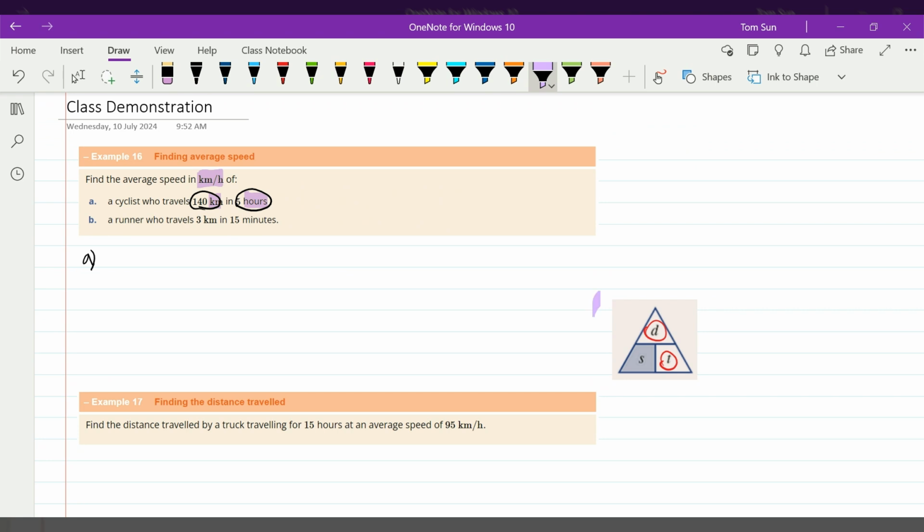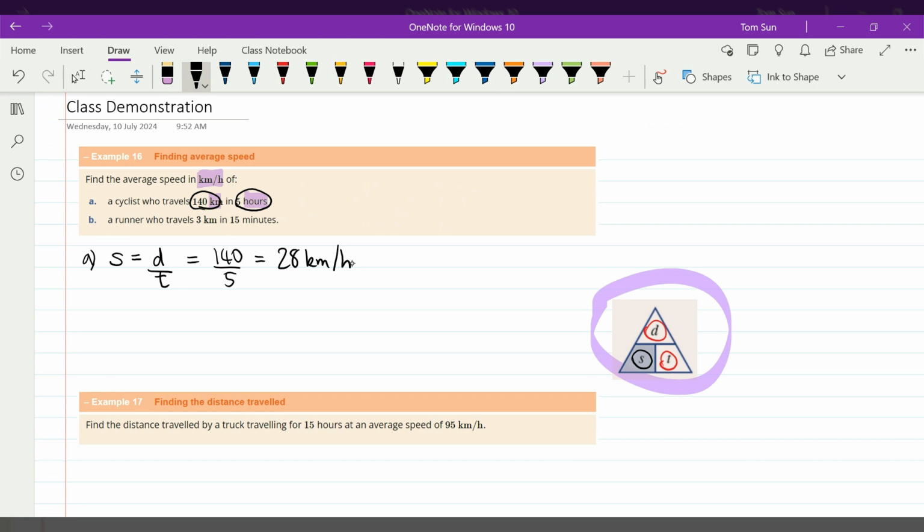Now we use the triangle to figure out the formula. We need to find speed, so S equals, and I can see that D is on the top and T is at the bottom. So it's distance over time, which is 140 divided by 5, and hence the speed is 28 kilometers per hour. That's how you approach the question.